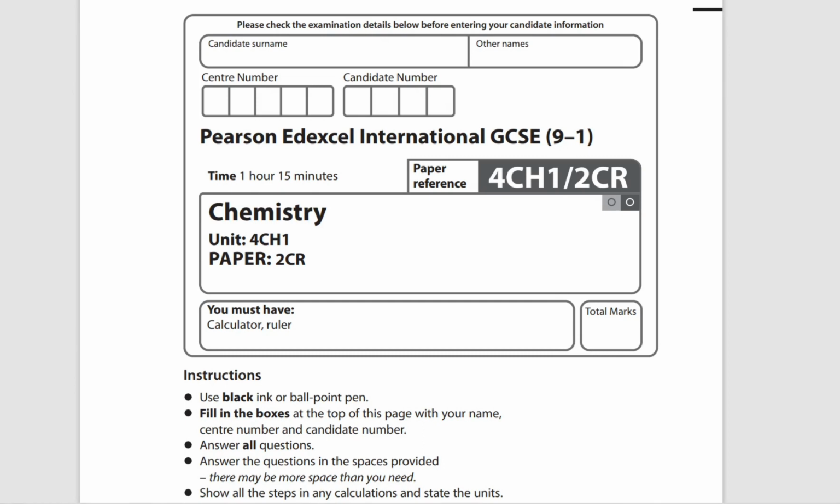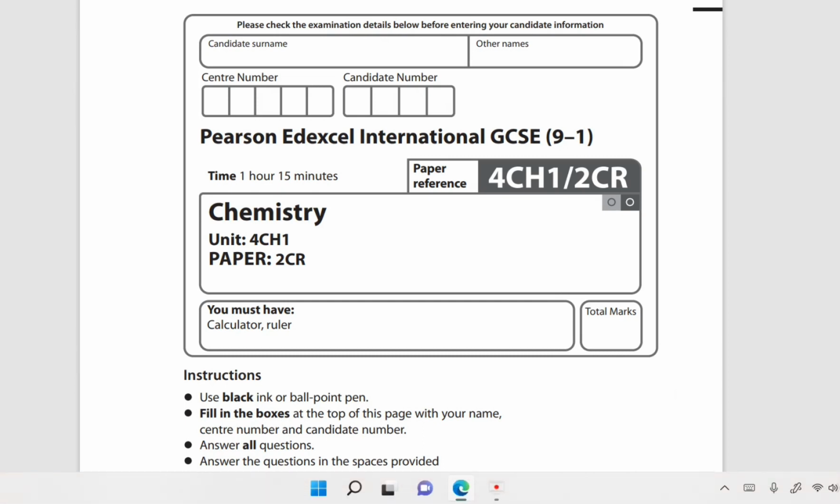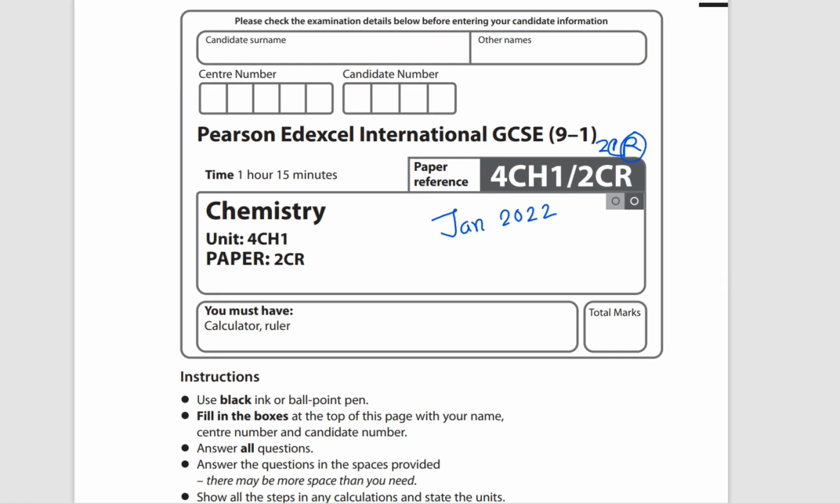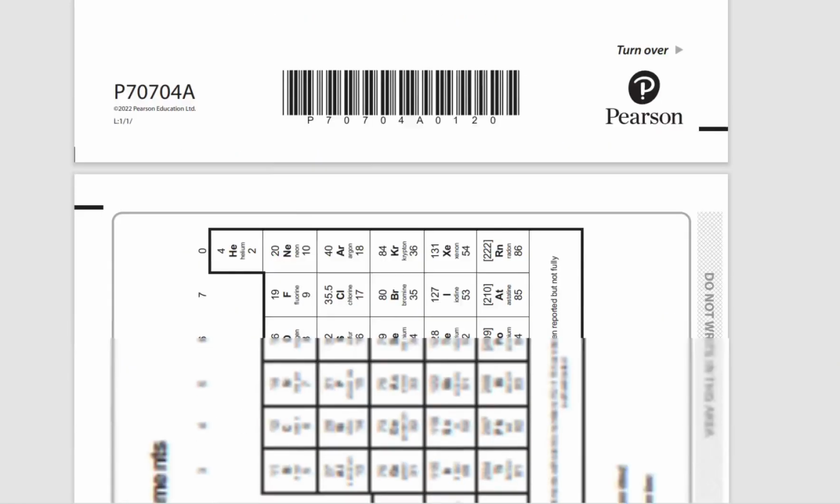Hello everyone, in this video we are going to solve the chemistry paper 2R from the exam series January 2022. This is the 2R paper, 2CR, not the normal paper 2, it's just the regional paper of paper 2. So let's get started. Question number 1.